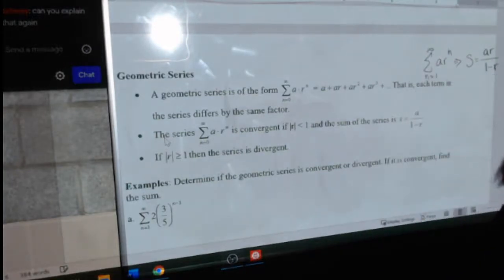Can I explain which part again? I'm assuming the summations.